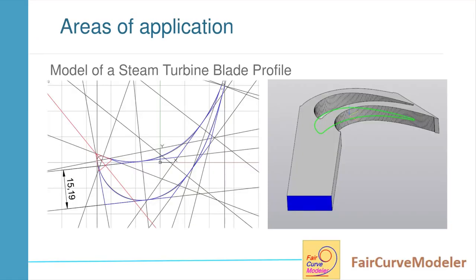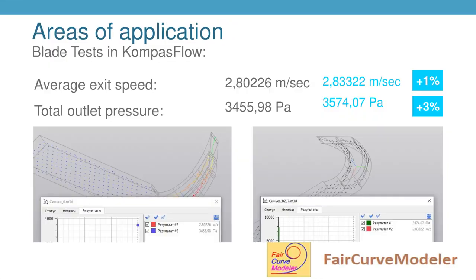The geometry of the steam turbine blade has been improved by improved Abbott's method. This model was tested in Compass Flow simulation software. Our comparative tests show improvements of the average exit speed and the total outlet pressure, 1% and 3% respectively as shown here.